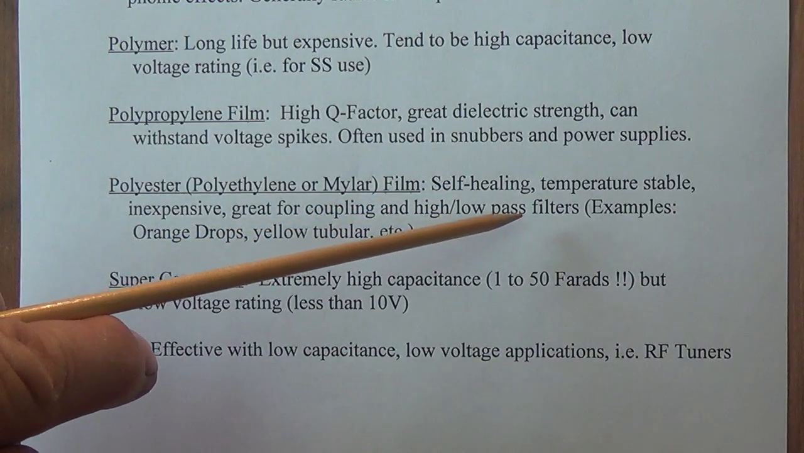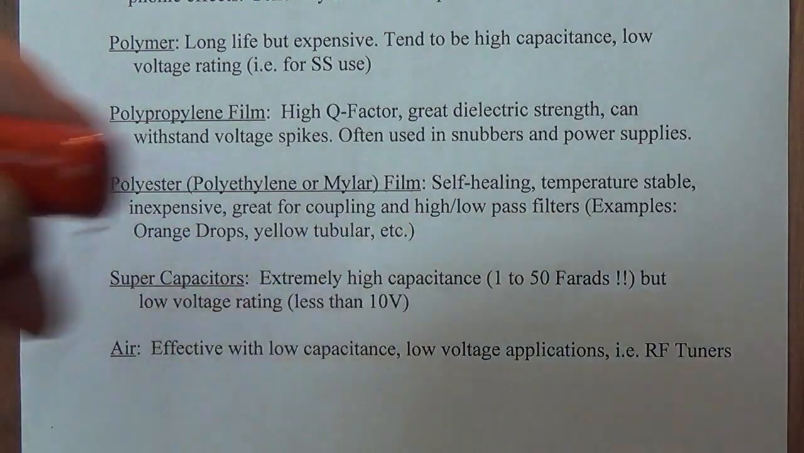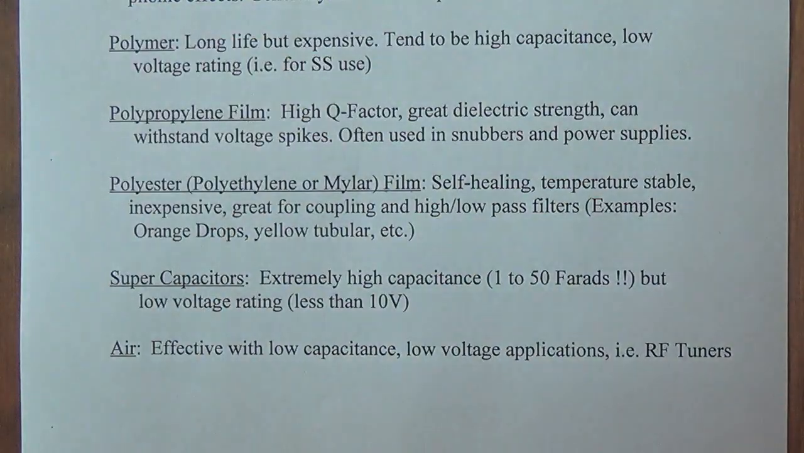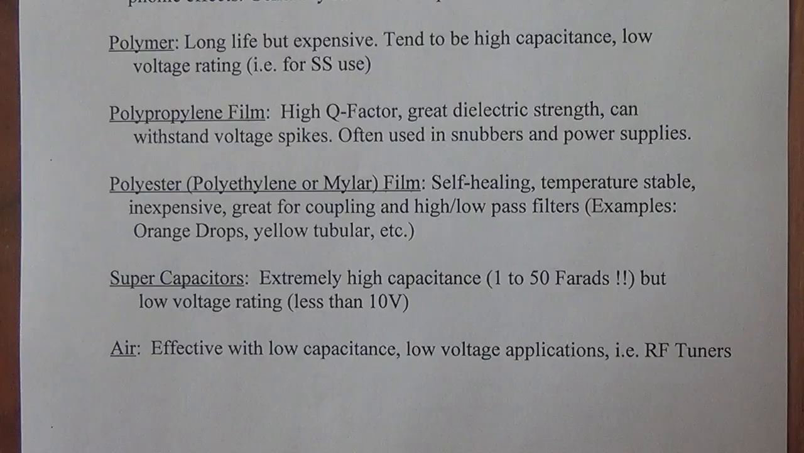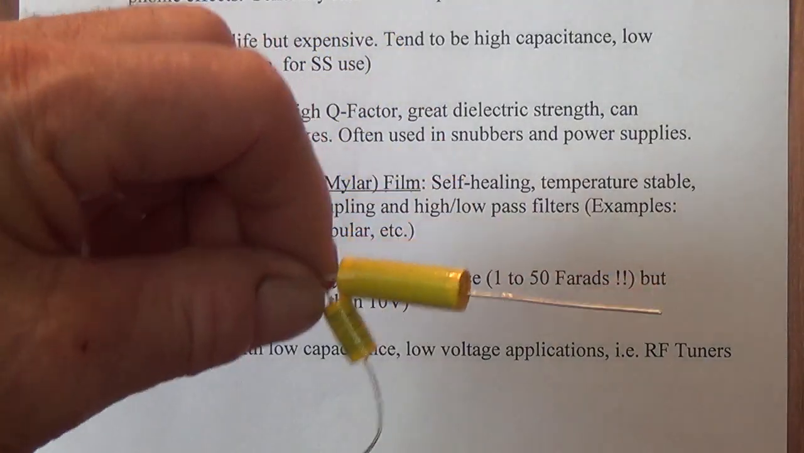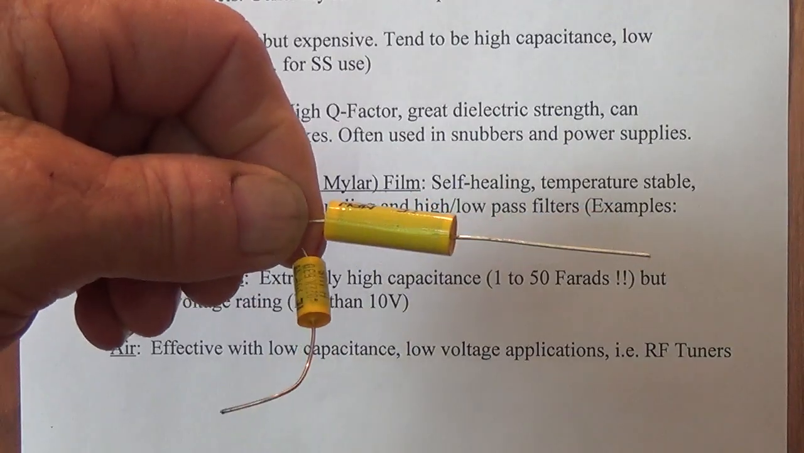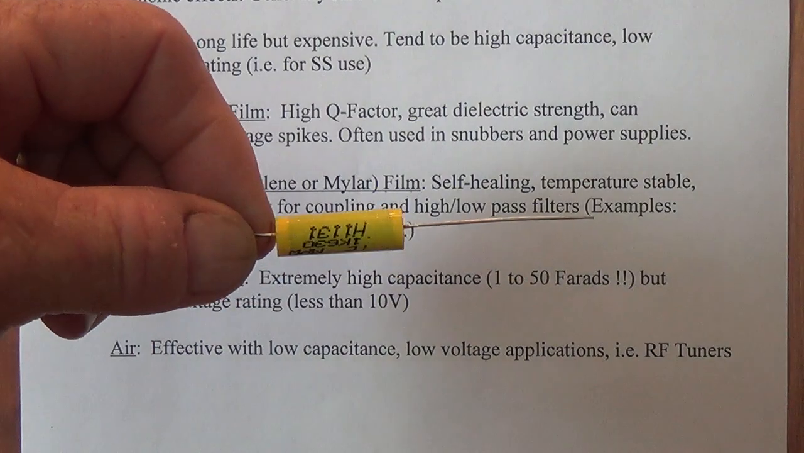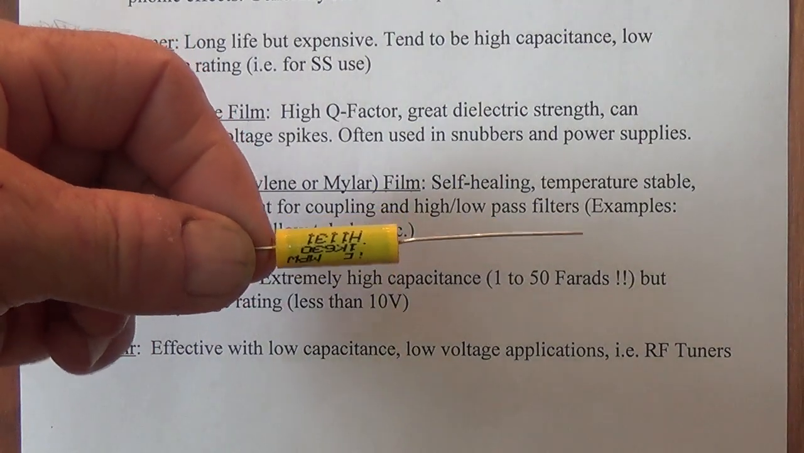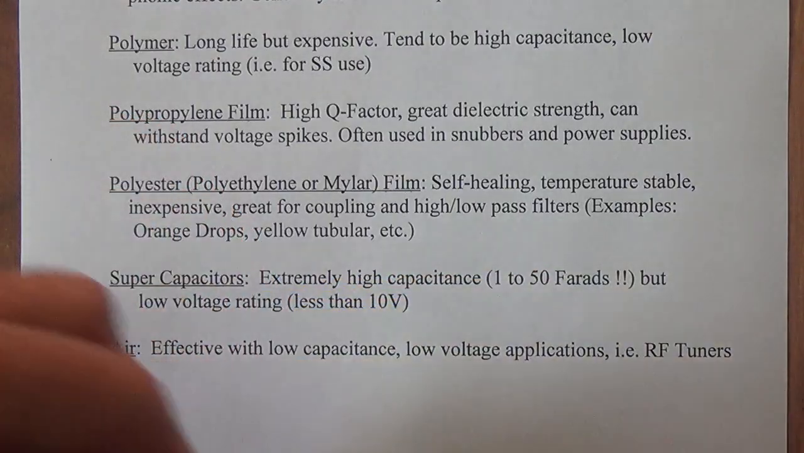filter usages. Examples that you're accustomed to seeing are our old friend, the orange drop capacitor, and also the very familiar type of yellow tubular capacitors that I tend to get when I order from Antique Electronics Supply. Most of my amplifier builds over the last few years have consisted of these polyester type of capacitors.